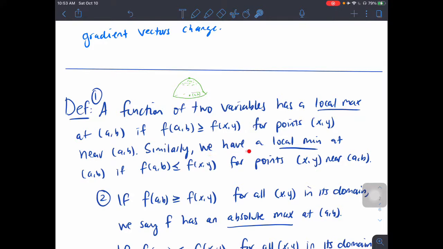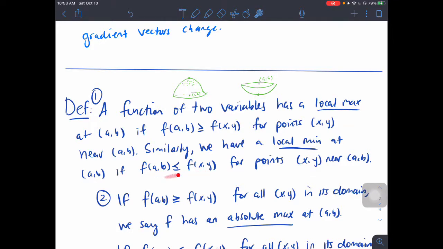And similarly, we have a local minimum at your point (a, b) if the z value associated to that point, or its output value, is less than or equal to all the other z values for points near (a, b). So here it's the opposite. You got something going on like this, and then here's your point (a, b), and you plug in all the z values near it, but the output value at (a, b) is the smallest one around the other z values.